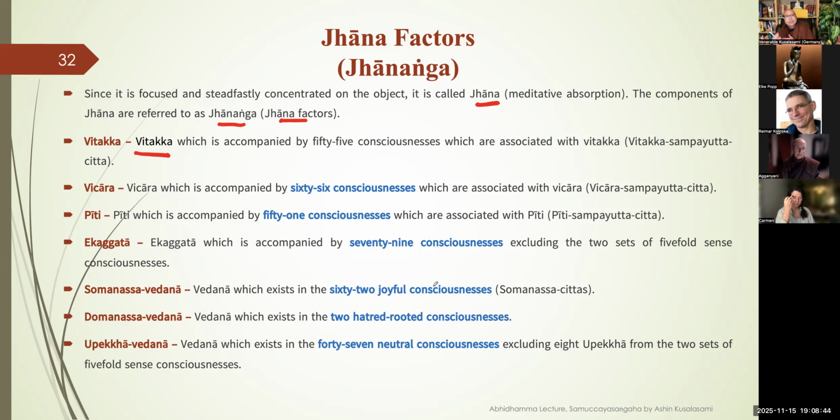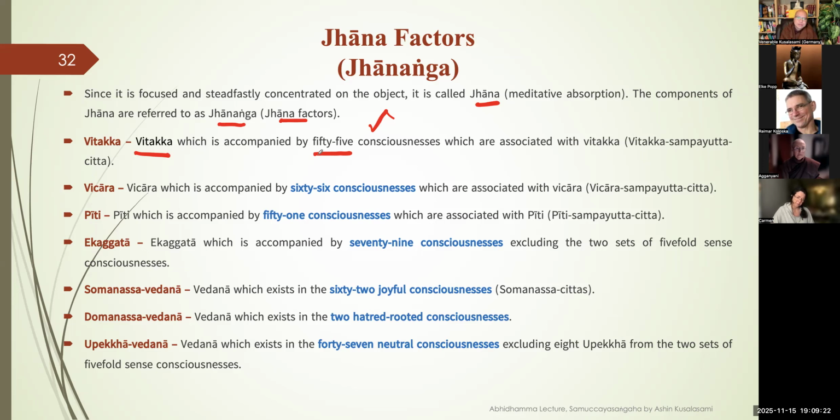How many other mental factors are connected with the Vitaka? It is accompanied by 55 consciousness. In the Chitasika chapter we have already talked about which are associated with the Vitaka. If we look at the Vitaka jhana factor as a consciousness, where can we find it? We can find it in the 55 consciousness.